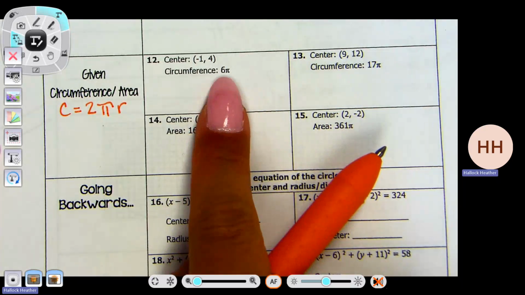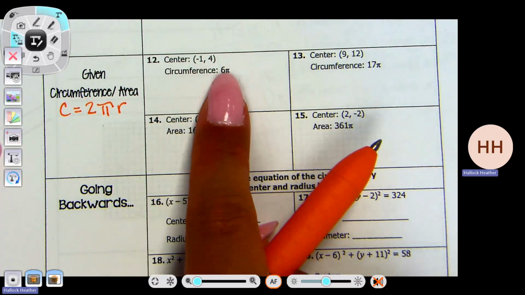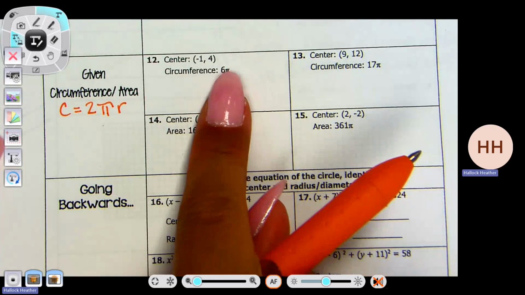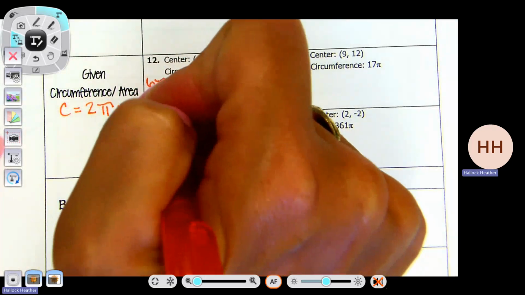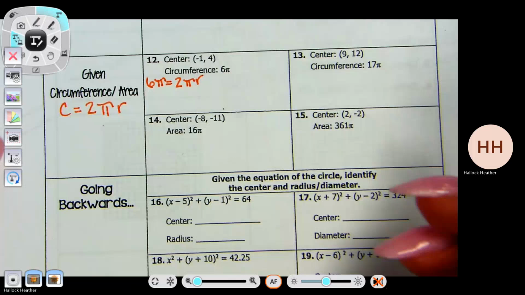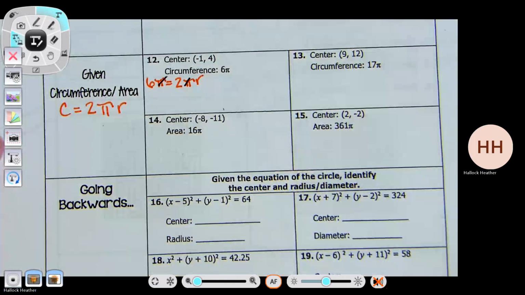So they tell me my circumference is 6 pi. I know my center. Based on the circumference, I need to figure out what the radius is. And then I'm going to write the equation. So I'm just going to take this, I'm going to equal it to 2 pi r. And just like we did the first day of circles, we're going to solve for the radius. So what can I cross off on both sides? Pi, because pi can be left. Now what do?